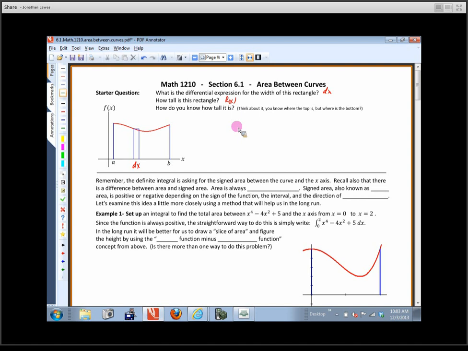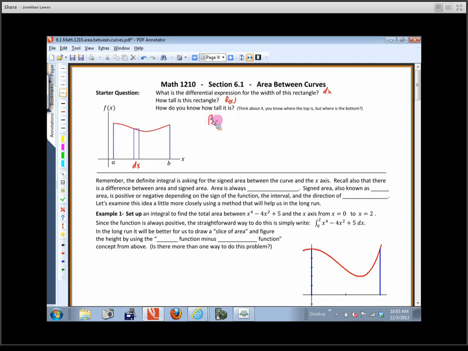Is it just because we always have the function with the origin, so it's always on the x-axis? That's always the bottom. Okay, key right there is the x-axis. The bottom is always the x-axis. So how do you know how tall it is?